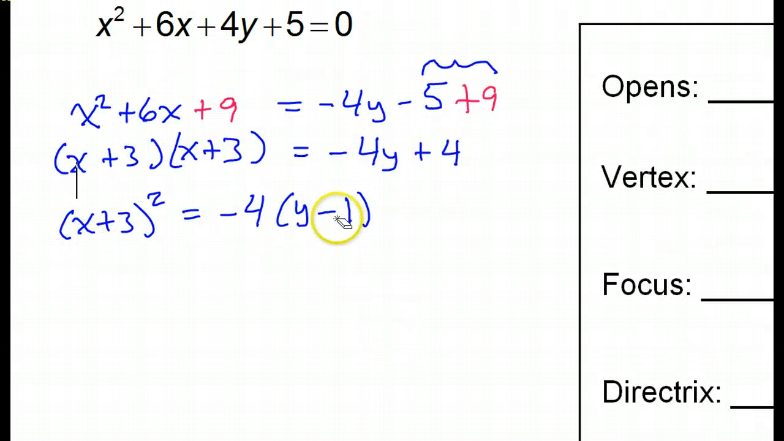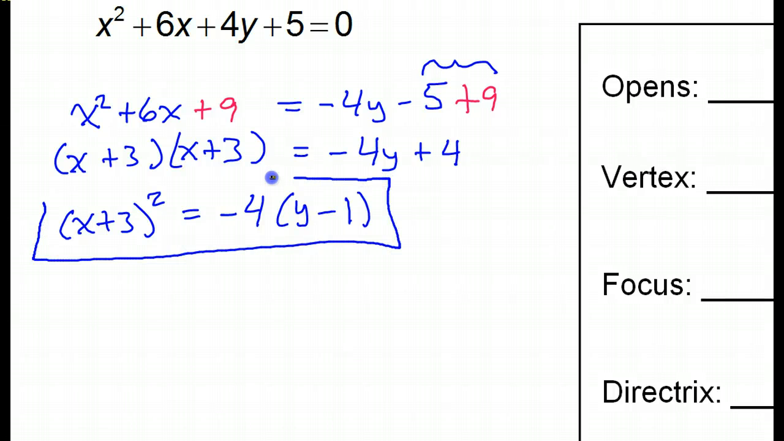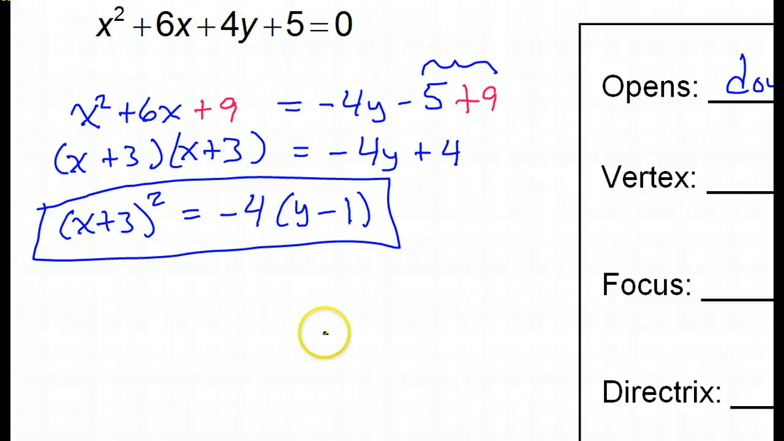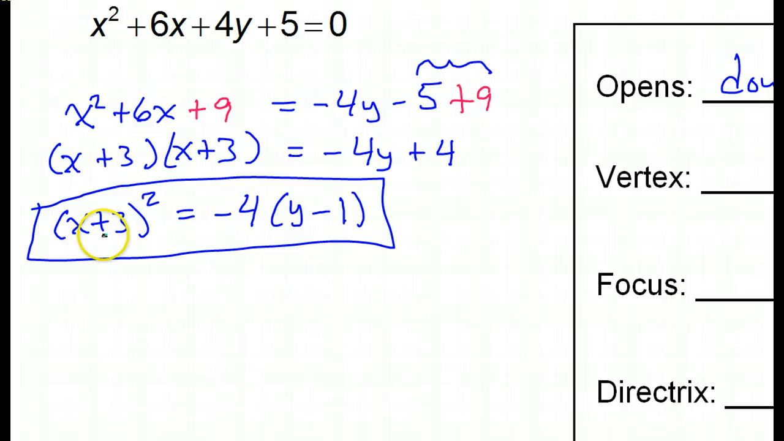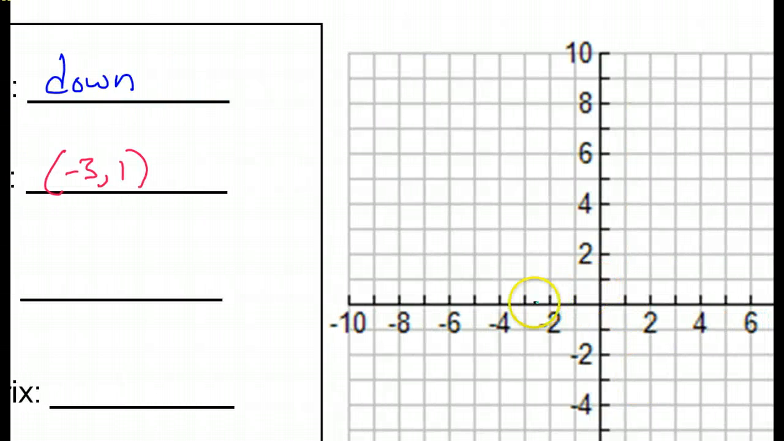Okay, anyway, so this is the standard form version of the equation. And so we needed that. And now we can use this to answer all the other questions. Because this is x squared, we know that's either up or down. Because this 4 is negative, we know it opens down. Okay, we know the vertex right now. It's the opposite of this and then that. So it'll be negative 3, comma 1. Okay, let's go ahead and graph that. So negative 3, comma 1, vertex would be right there.